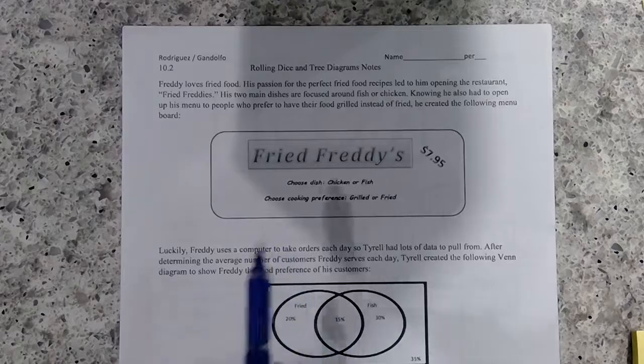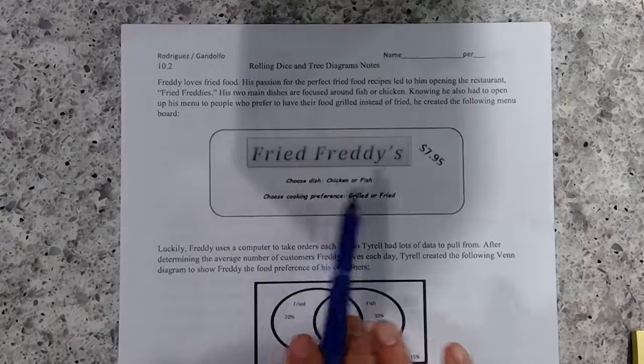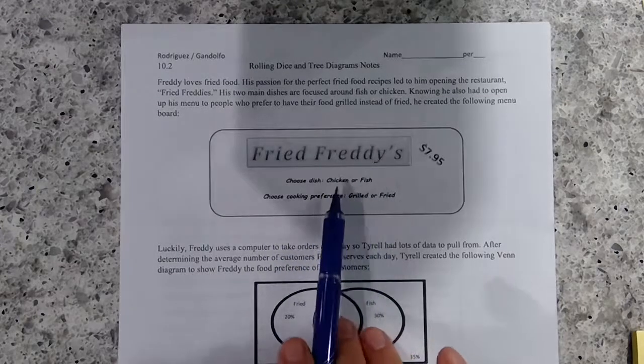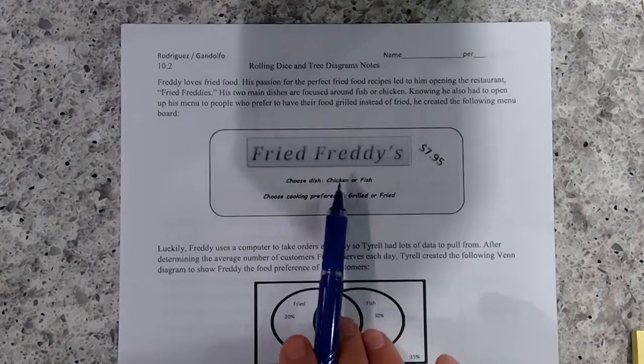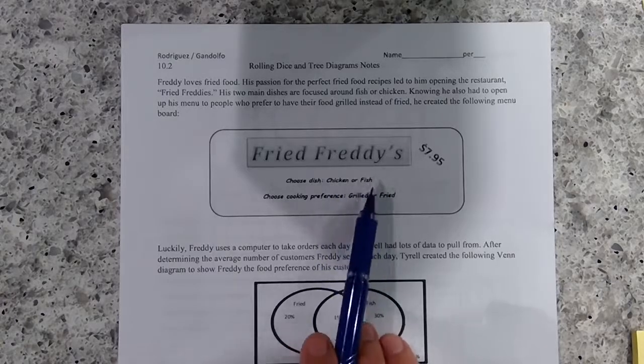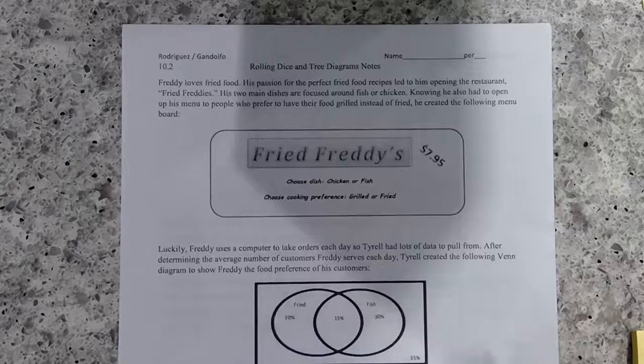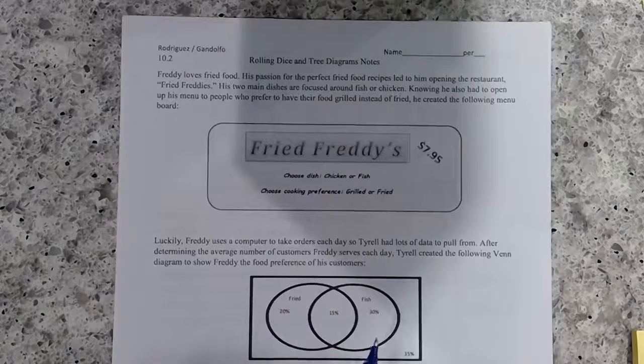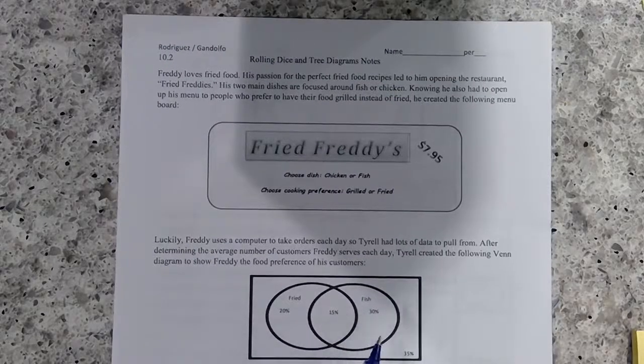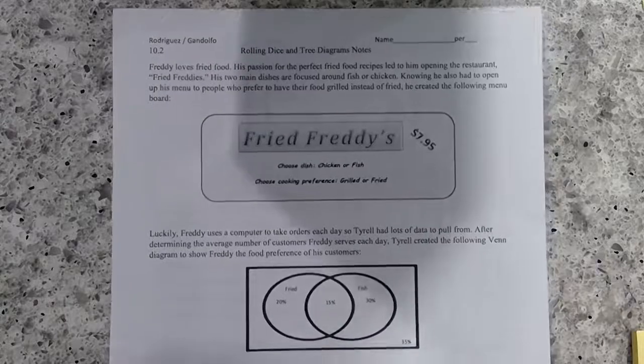So pretty much he has a restaurant and he's serving chicken or fish, and it can be grilled or fried. So he can either have chicken that's grilled or chicken that's fried. He could have fish that's grilled or fish that's fried. And then they took the data from their sales and they said, okay, what is selling? Now, this is actually a little bit complicated.